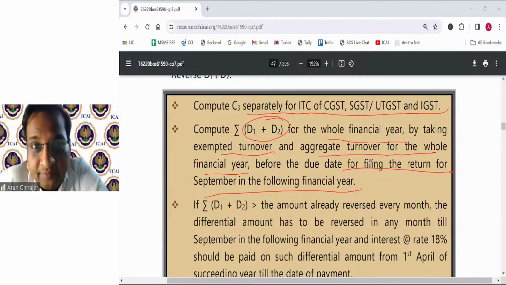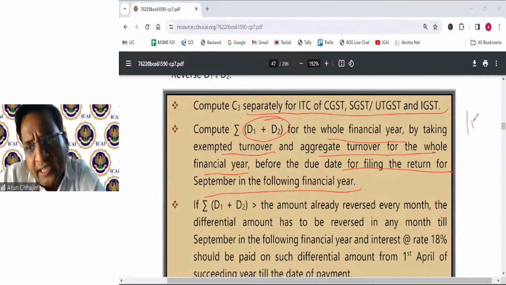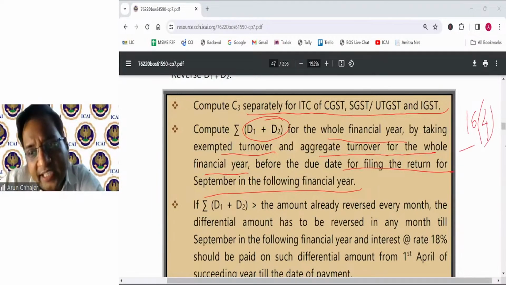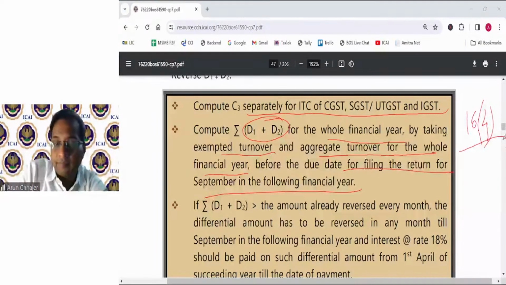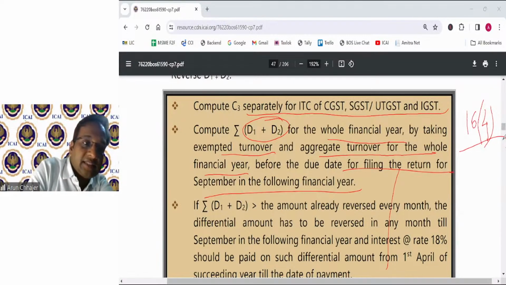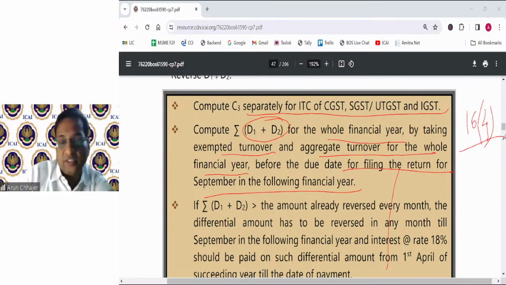You remember? Can anybody tell me what is the last date to take the ITC as per 16.4?